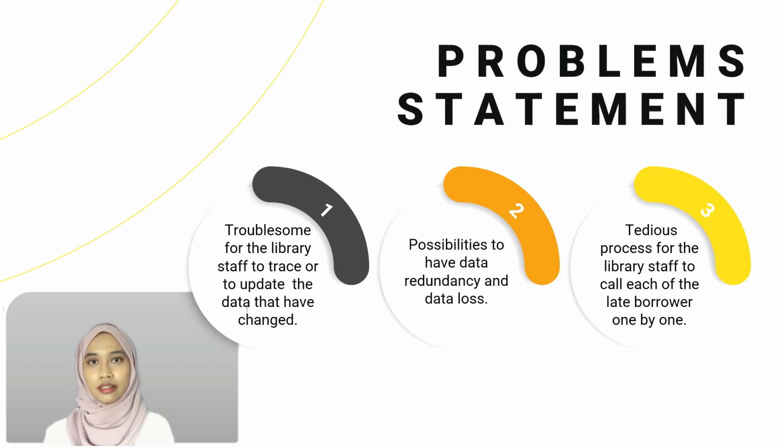As mentioned earlier, the everyday processes are recorded manually on paper by the library staff. All the files that contain previous information are kept as a precaution in case the previous information will be reused. The first problem statement is that all the information is recorded on paper, making it hard and troublesome for staff to trace or to update data that have changed. Next, the information recorded on paper has the possibility of data redundancy and also data loss. Lastly, it is a tedious process for the staff to call each of the late borrowers one by one.